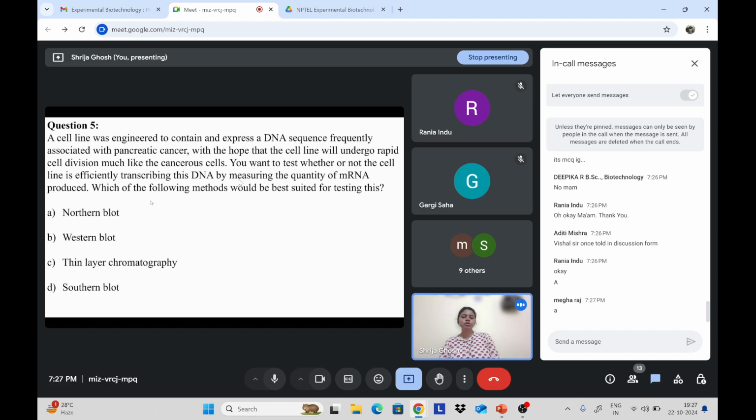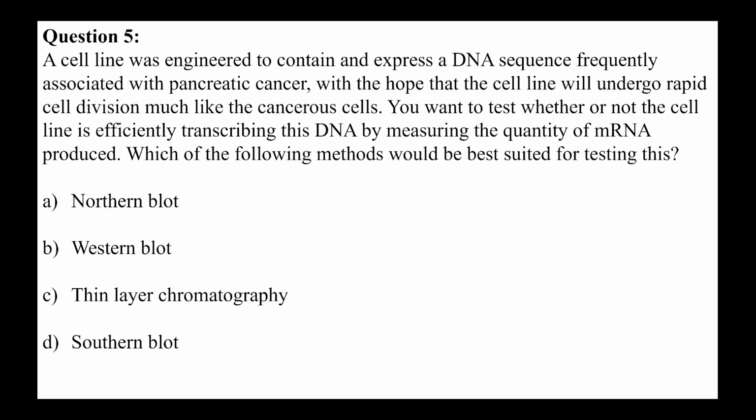Option A, northern blotting. Option B, western blotting. Option C, thin layer chromatography. Or option D, southern blotting. Yes, we have two people answering option A. That is the correct answer. So just now I explained, northern blot is for RNA, western blot is for protein, southern blot is for DNA. So option A is the correct answer.